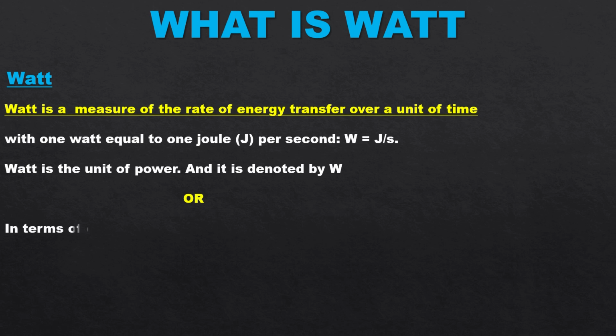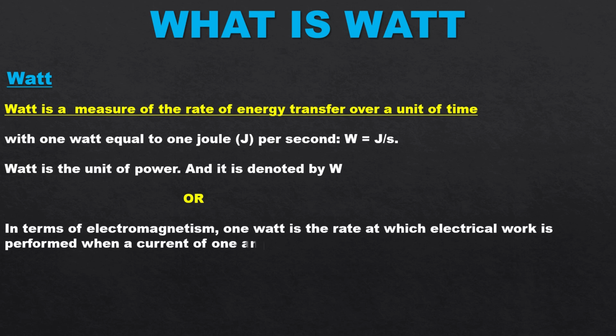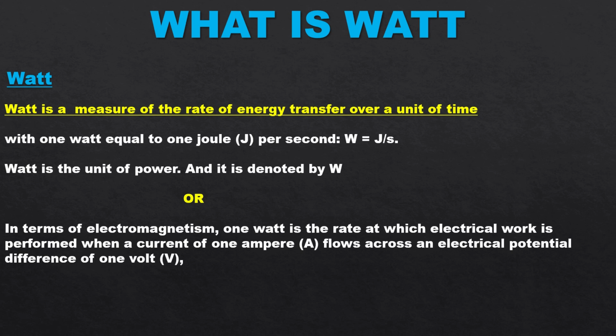In terms of electromagnetism, 1 watt is the rate at which electrical work is performed when a current of 1 ampere flows across an electrical potential difference of 1 volt, meaning the watt is equivalent to the volt multiplied by ampere.